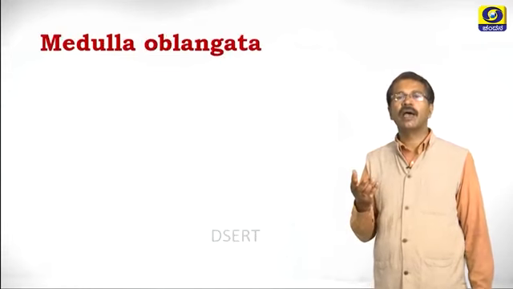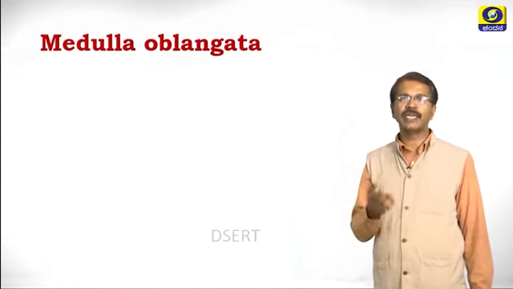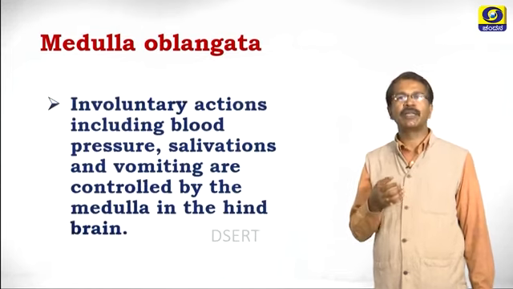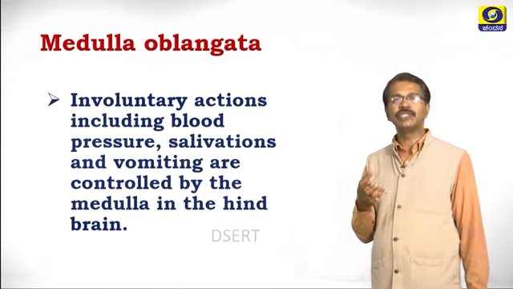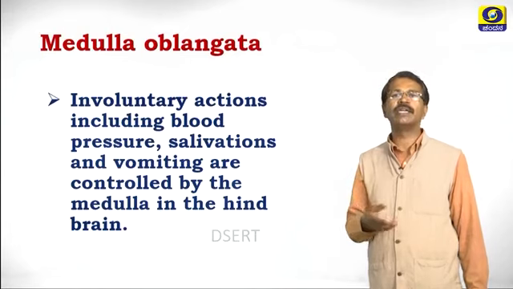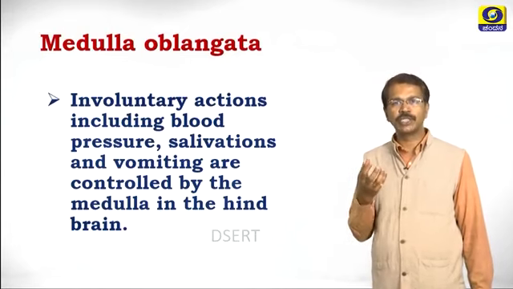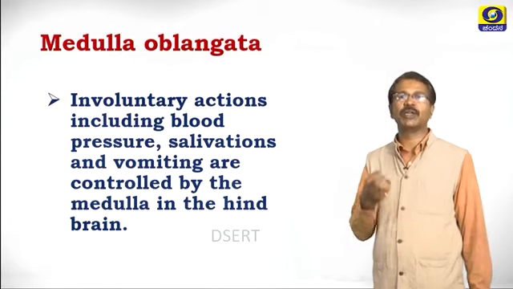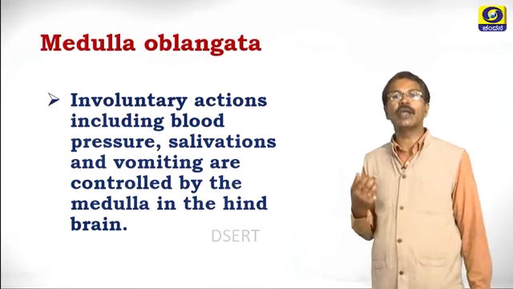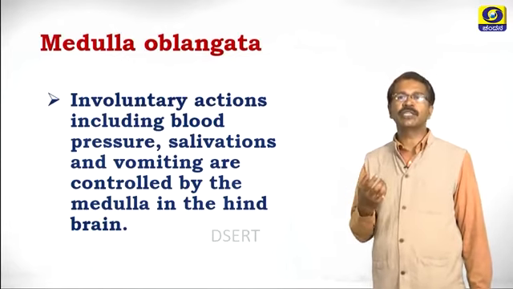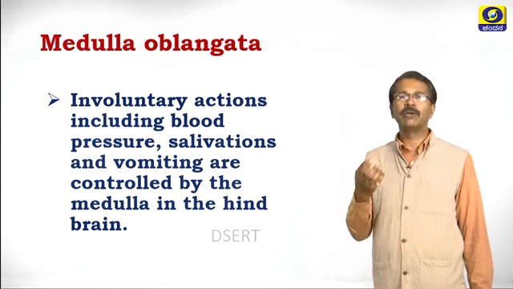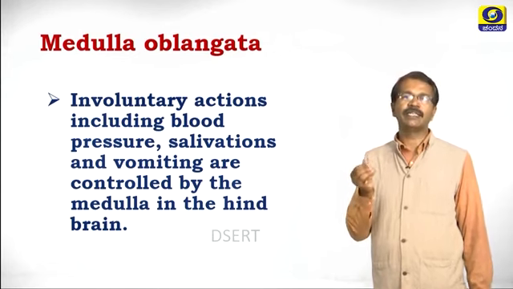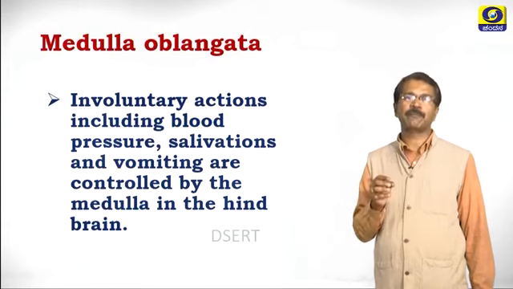Next, another important part of the hindbrain is the medulla oblongata. This medulla oblongata initiates or controls all involuntary actions, which control even your blood pressure, salivation and vomiting. All these things you cannot control. These functions are controlled by the medulla oblongata. As I said, it is a part of the hindbrain.